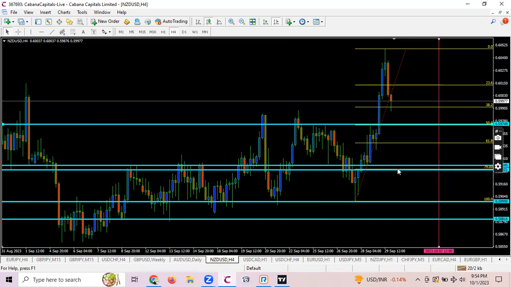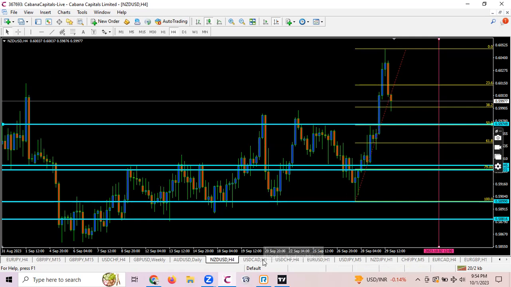You can see this fair value gap is at a discount level, so you should consider buying around this level. Buying at premium is at a higher risk. I hope that is clear. So that's my take on New Zealand USD.